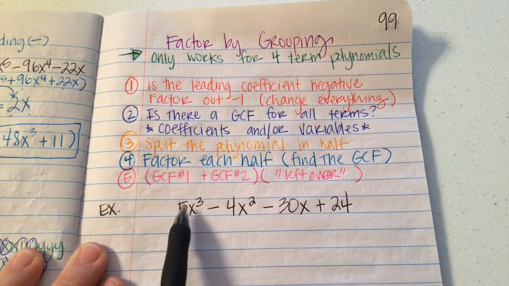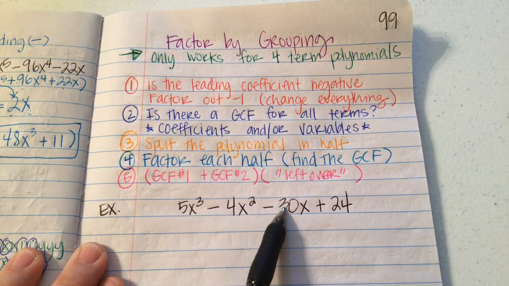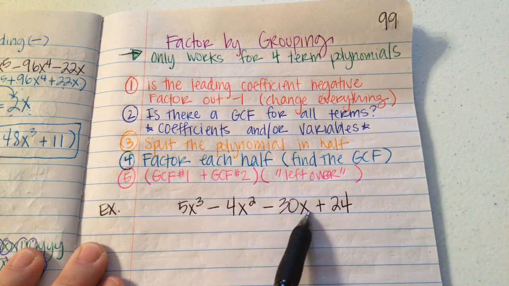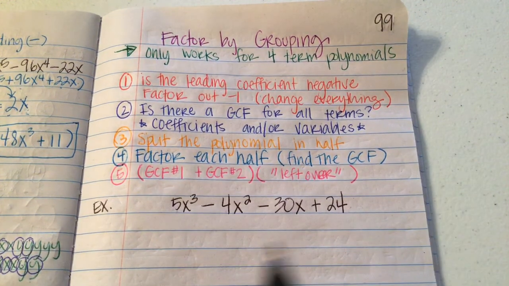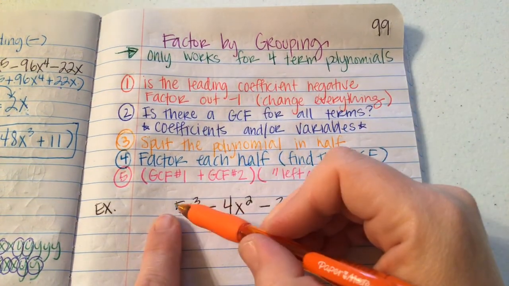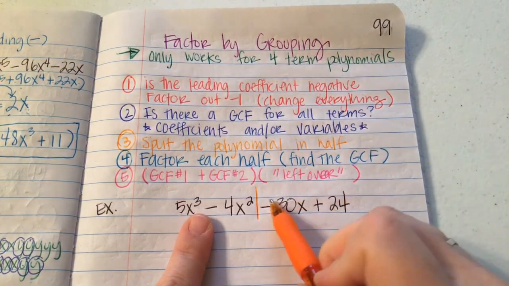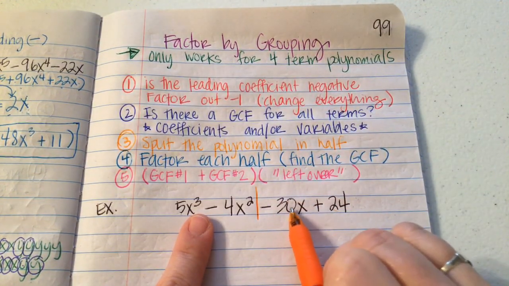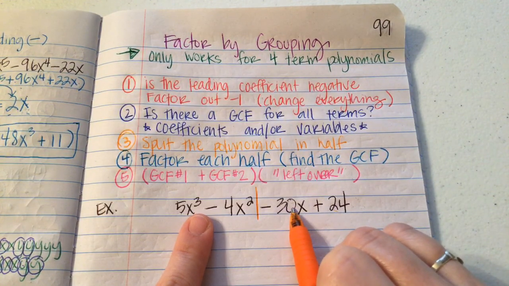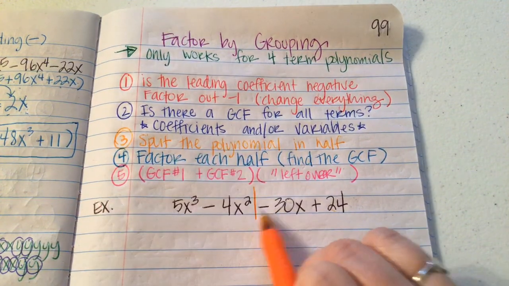All right, so 5 is prime, so it can only be divided by 1 and 5, right? They don't share anything, right? So we don't have any common factors. And variables, there's not a variable here, so there's no GCF. Step 3, split it in half. So I have 4 terms. I'm going to split it in half just like this. Remember that minus sign belongs to the 30, right? It becomes now negative 30 instead of minus 30. Same type of skill.